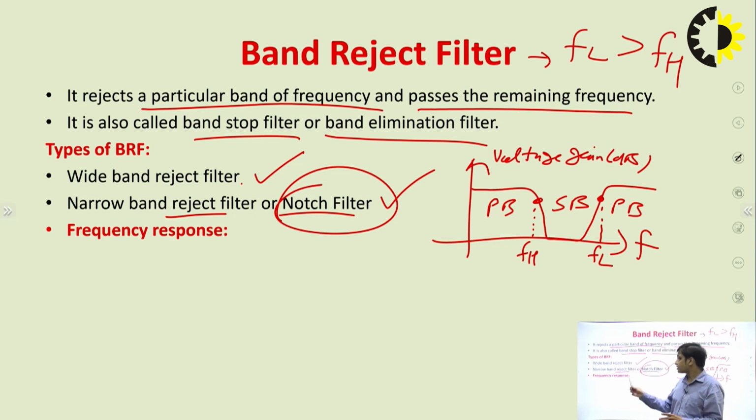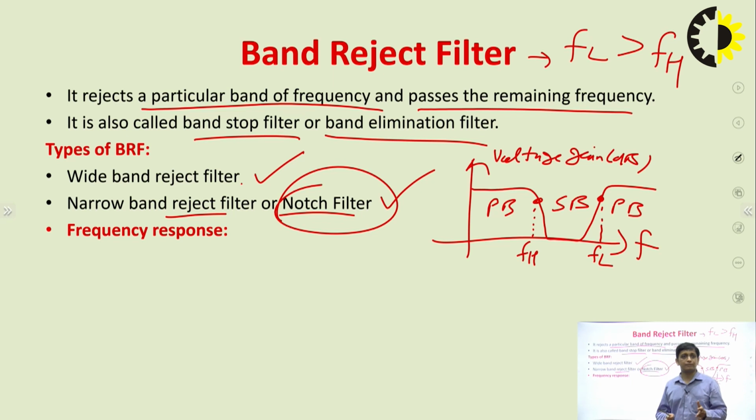And as far as the notch filter is concerned, normally notch filters are designed with the help of a twin T network. With the help of a twin T network, we can reject a single frequency, right? So this is about the band reject filter.